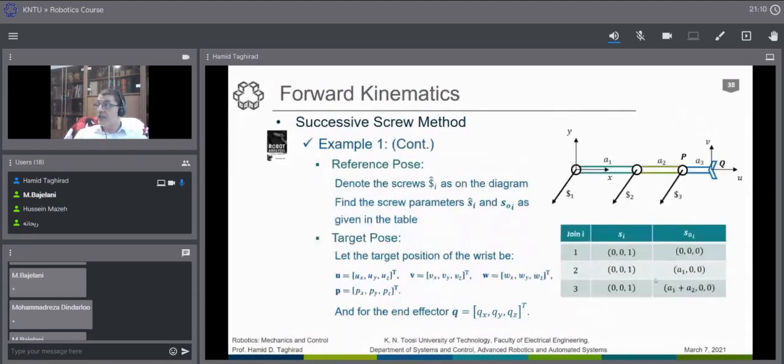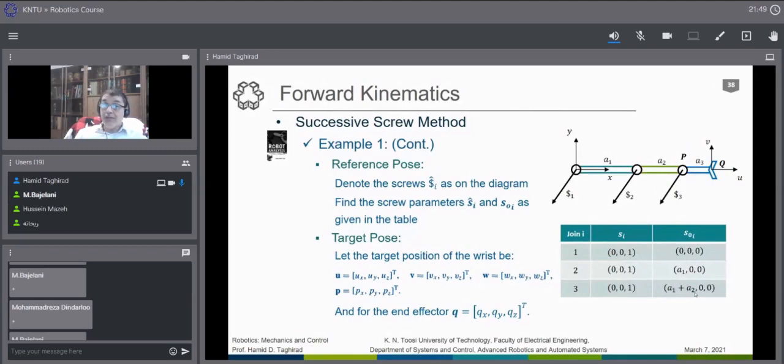base frame. So here, as you see, there was some problem in the previous version. Here, everything is corrected. We have the screw coordinate. All the screw coordinates are in Z direction, as you see. So they are 0, 0, 1. And we need also the X1, X2, the S01, S02, S03. S01 is completely 0, but S02 has a length A1, and S03 has a length A1 plus A2.